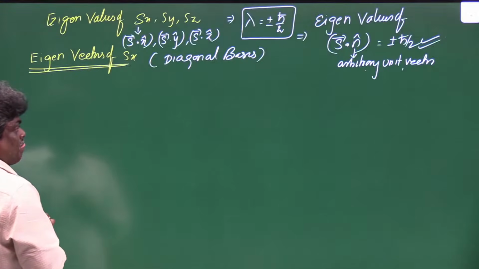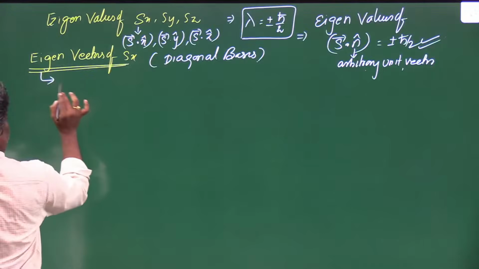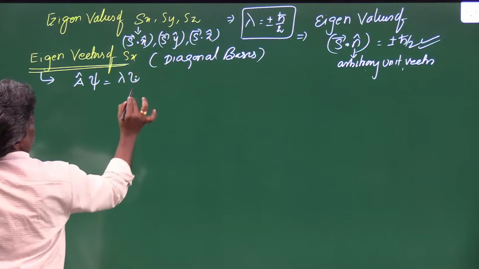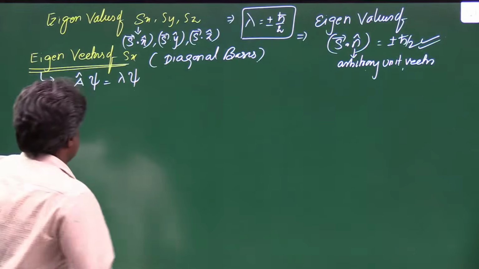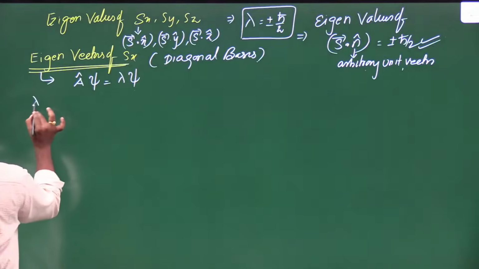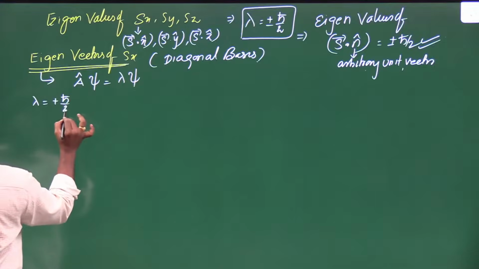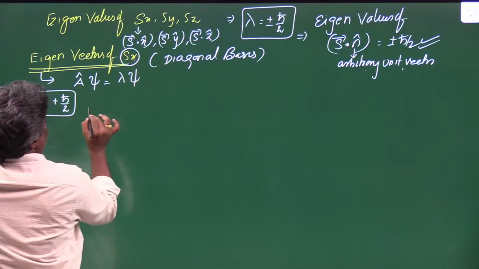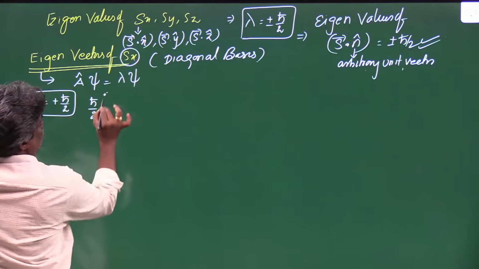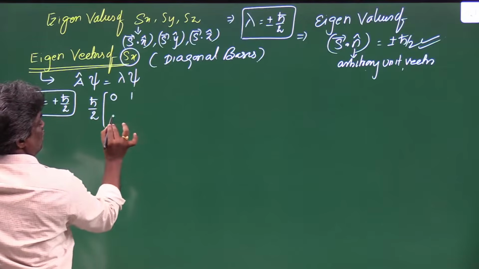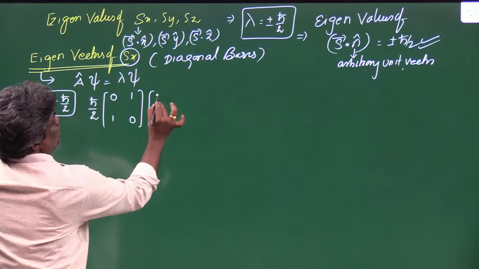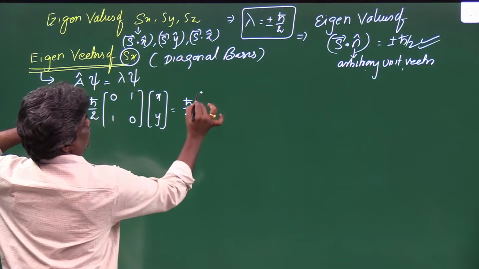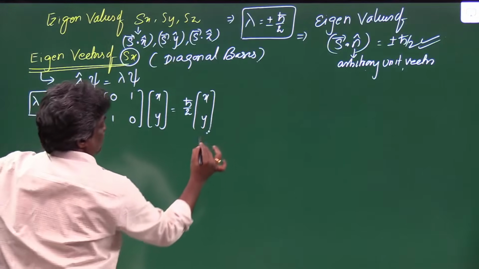Ready, sir? If you want to find eigenvectors, this is the eigenvalue equation: A cap psi equal to lambda psi. Psi I don't know, but lambda I know. Lambda equal to, first I am taking plus h cross by 2. What is my operator here? You have chosen Sx, h cross by 2 into sigma x, 0, 1, 1, 0. Psi I don't know, let it be x, y. Lambda I know, plus h cross by 2, psi as it is, x, y.